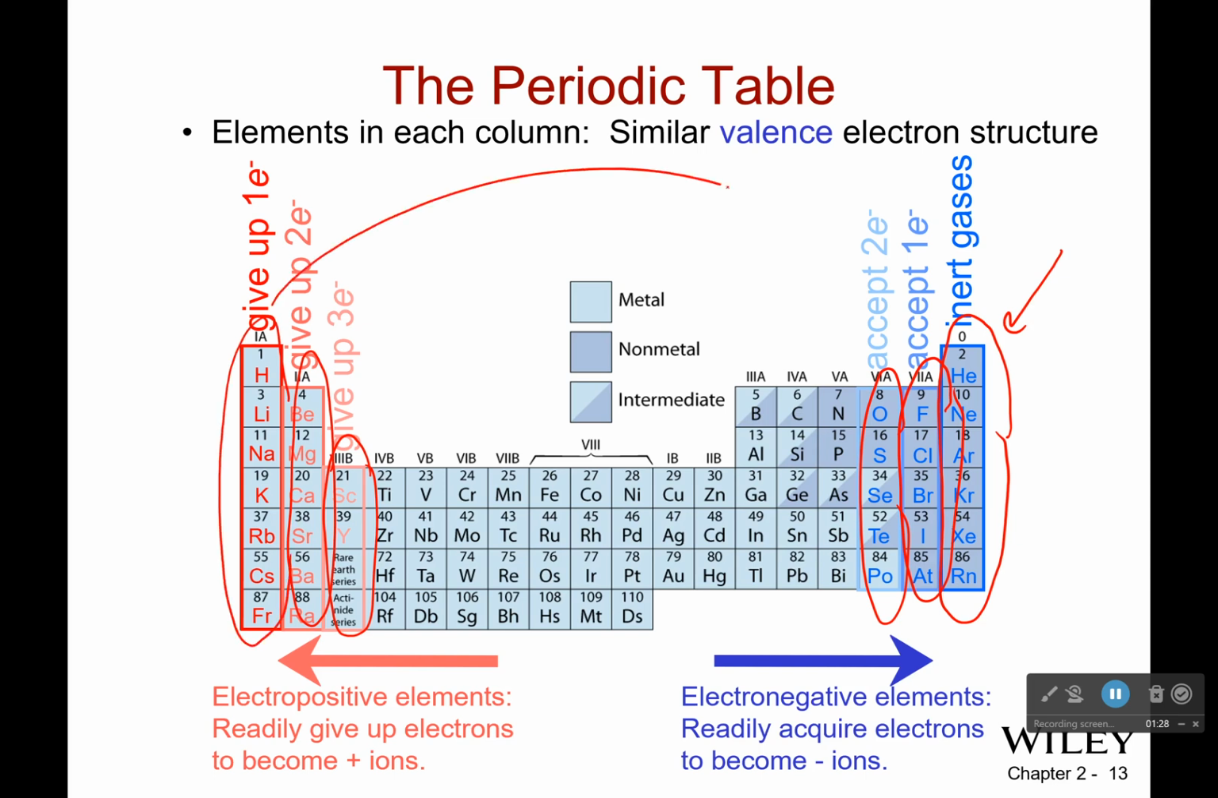So as you can kind of guess, these would go very well together. One wants to gain an electron, one wants to give up an electron. And that is coming from their electronic structure. Let's look at it real quick.